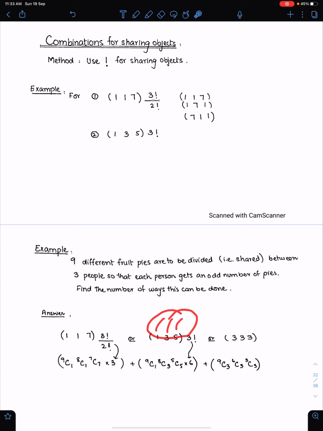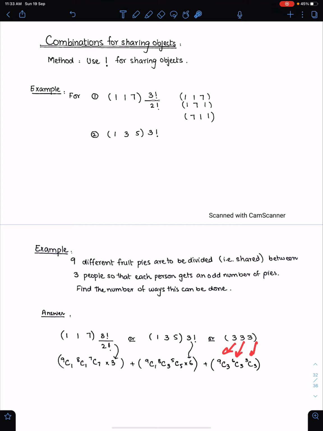1, 3, 5 is also shared in odd numbers. So you need to multiply your answer with 6. 3 factorial means 6. So first 9C1, then 8C3, and then 5C5. This is another way of dividing 9 different fruit pies between 3 people in odd numbers.